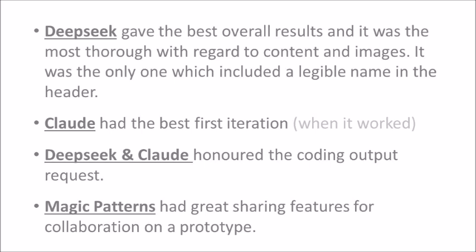So as for our AI results, they all had some really good design features, but I think DeepSeek gave the best overall results, and it was the most thorough with regard to content and images. It was the only one which included a legible name in the header. Claude had the first best iteration, I think, when it worked. DeepSeek and Claude honoured the coding output request. However, Magic Patterns had great sharing features for collaboration on a prototype.